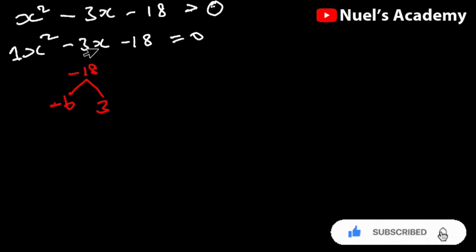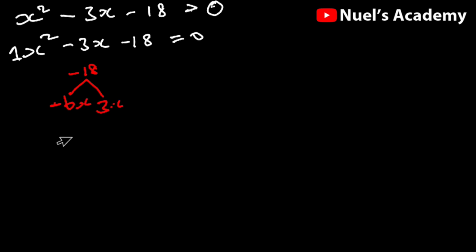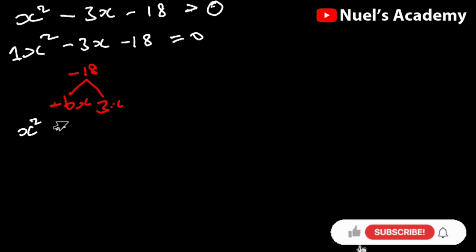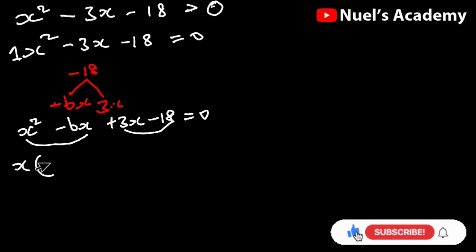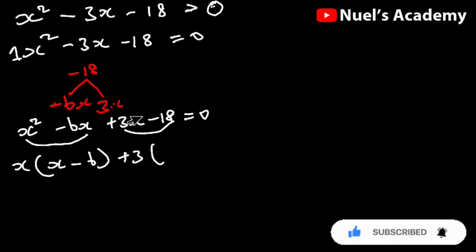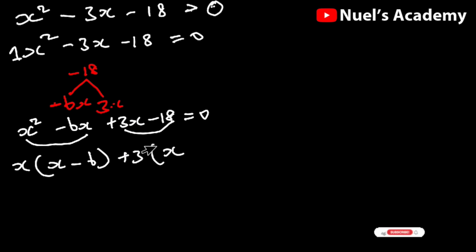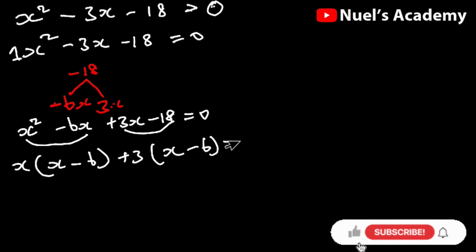So we're going to replace this negative 3x with negative 6x and then plus 3x. So we have x squared minus 6x plus 3x minus 18 is equal to 0. So let's factor out the common terms. The common term between x squared and negative 6x is x. x squared divided by x is x. Negative 6x divided by x is negative 6. Then the common term here is 3. So 3x divided by 3 is x. Negative 18 divided by 3 is negative 6. So this is equal to 0.